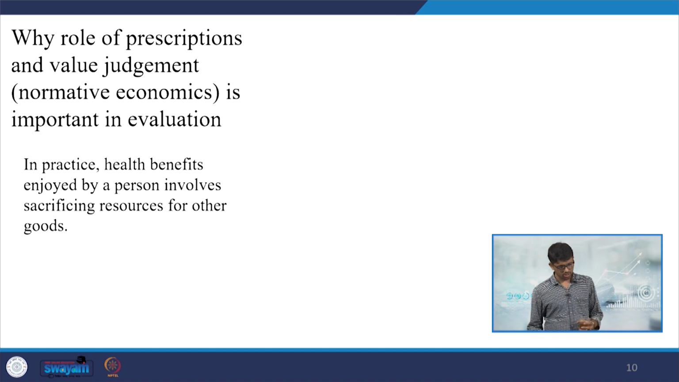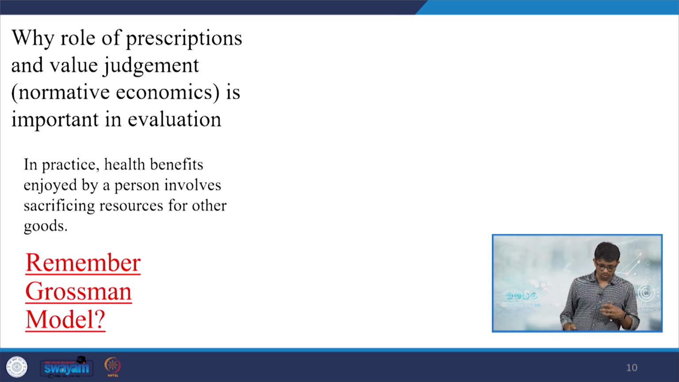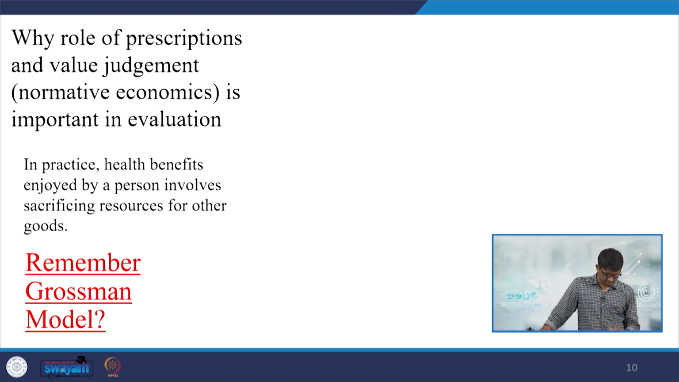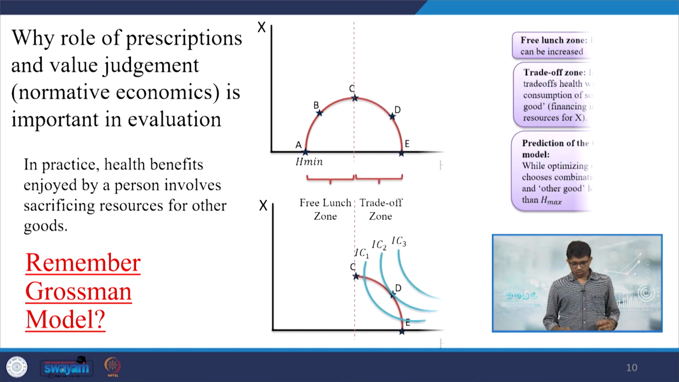Why is the role of prescriptions and value judgment important in evaluation, especially normative economic evaluation, which I have just discussed? In practice, health benefits enjoyed by a person involve sacrificing resources for other goods, which we discuss with the comparison of health goods, H, as against other consumption goods such as X. The trade-off between X and H is discussed largely in our Grossman chapter and demand for healthcare chapter in detail. Again, we will also revisit.